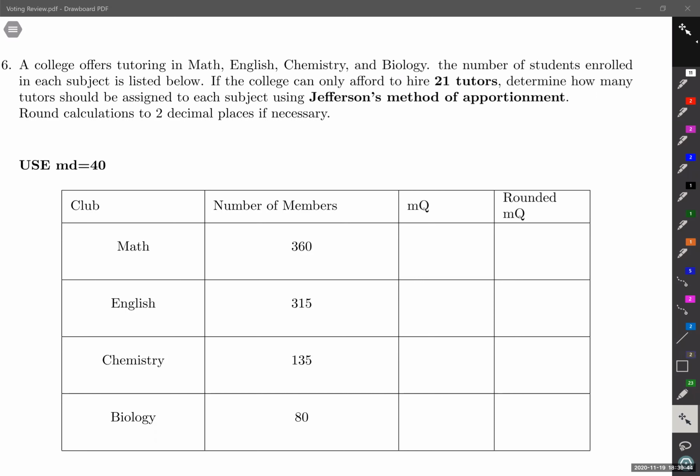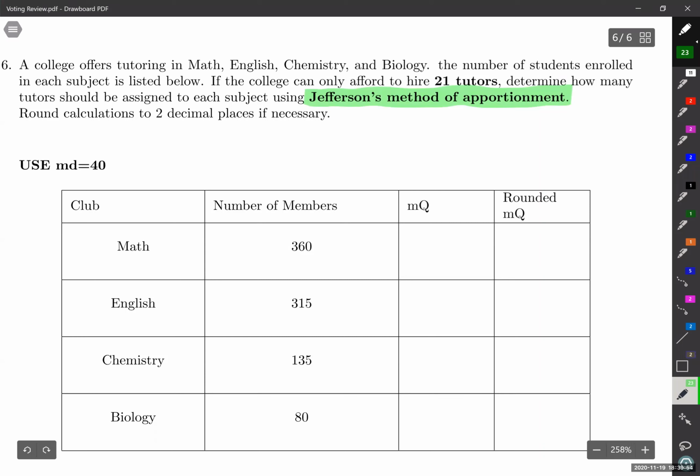Now, as we're dealing with this apportionment method, we know we have two techniques for two different methods. So let's focus in on the fact we're asked for the Jefferson method. So we'd look at our notes and we'd see, what do we do with the Jefferson method? Well, first we have to find the MQ. And we've been told that our modified divisor is 40.